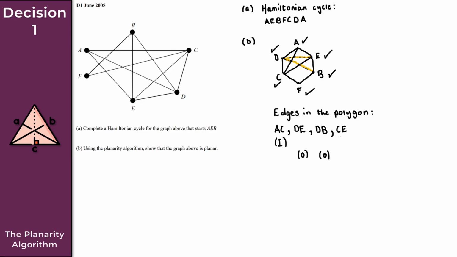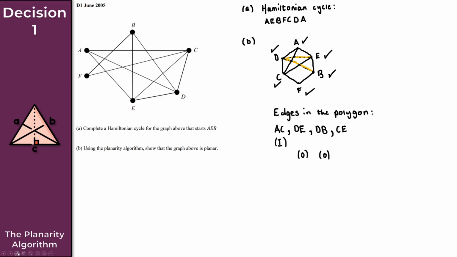Now, what we're looking for here is for every edge inside the polygon to be labeled. Now, at this point here, we've labeled AC, we've labeled DE, we've also labeled DB, but we haven't labeled CE here, okay? So we need to just keep going here. So I go back to the two edges that we just identified here. And what I'm looking to check then is whether any edges cross these two edges that we've just identified.